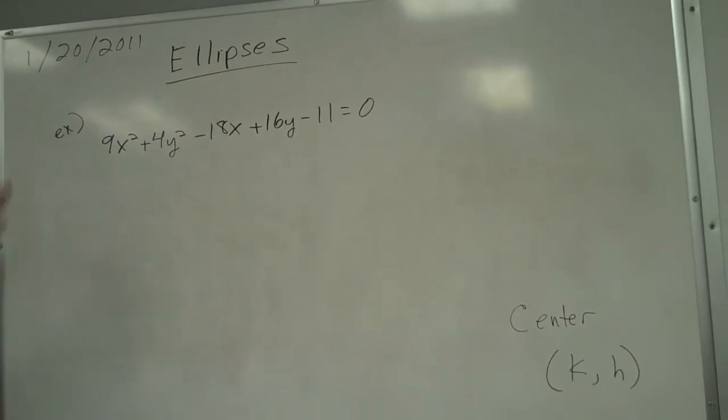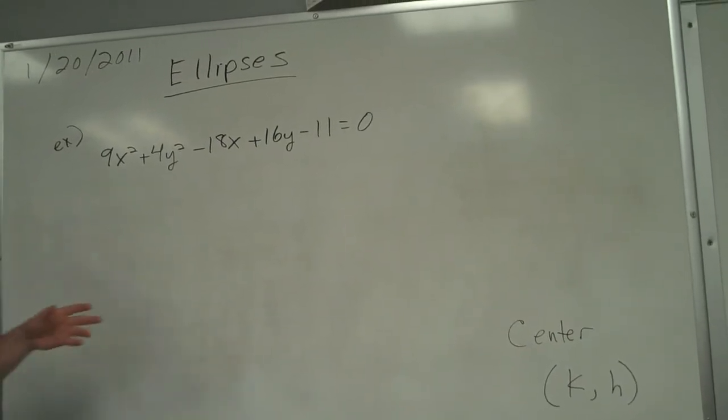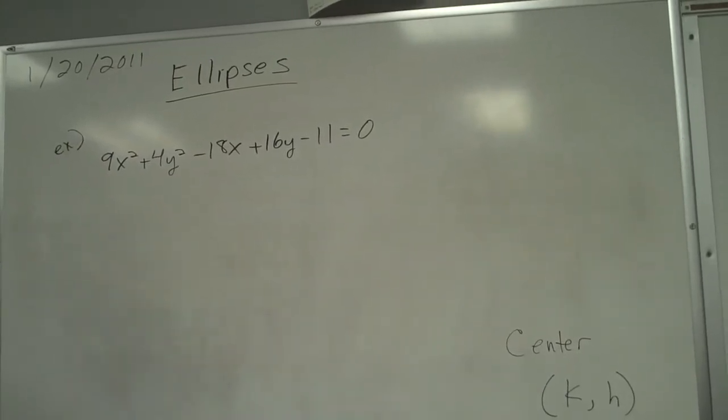Next week, we'll talk about how to look at one of these in general form and say, oh, I know it's an ellipse, I know it's a parabola, I know it's whatever, from the start.